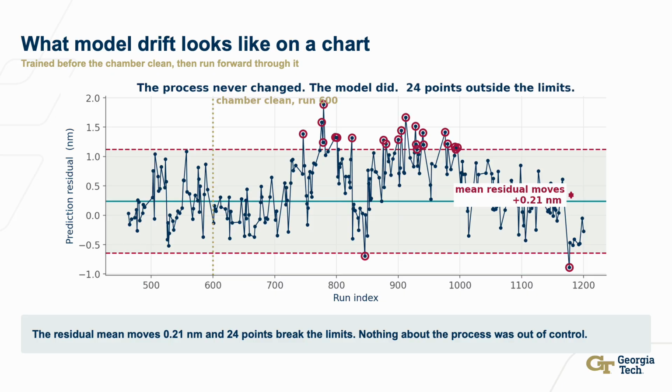The process chart would have shown nothing. This one alarmed within a few lots. A control chart on the residual is how a model tells you it needs attention. Without it, the model degrades silently, and the first sign is somebody noticing the prediction stopped being useful months later.